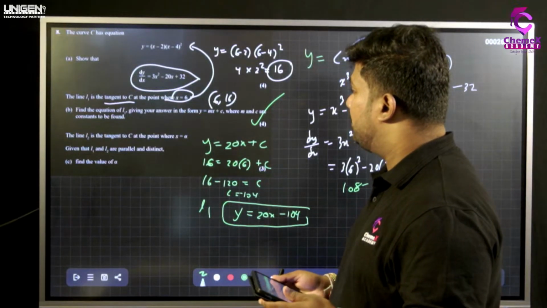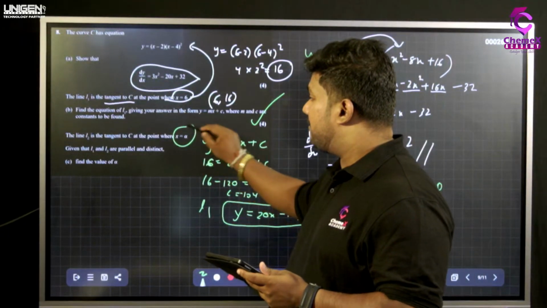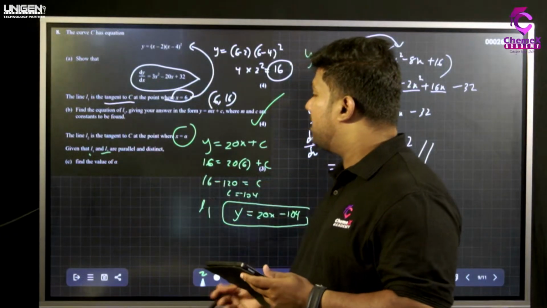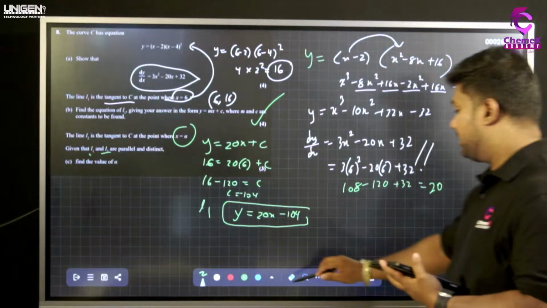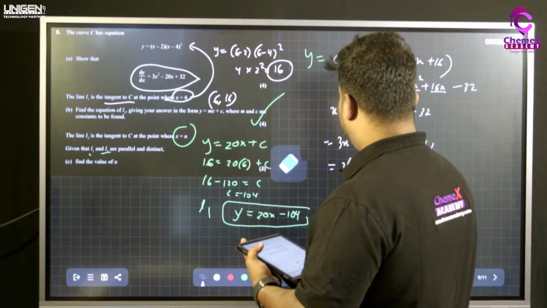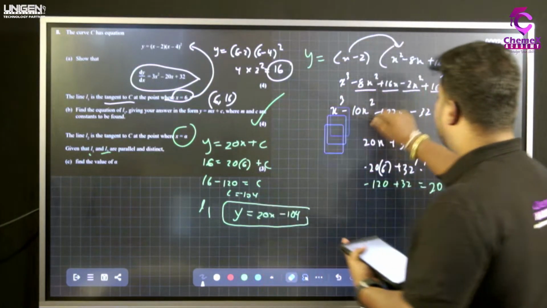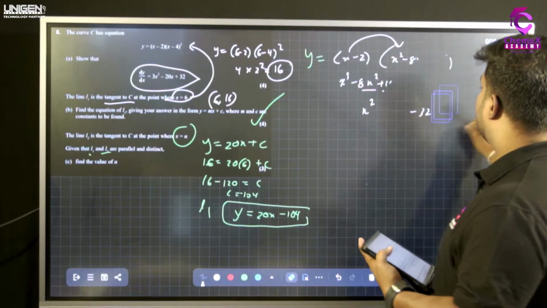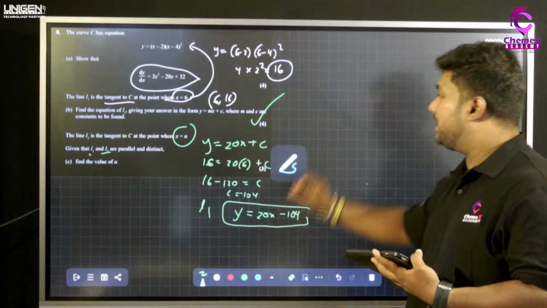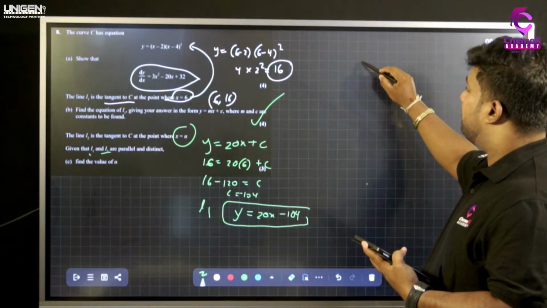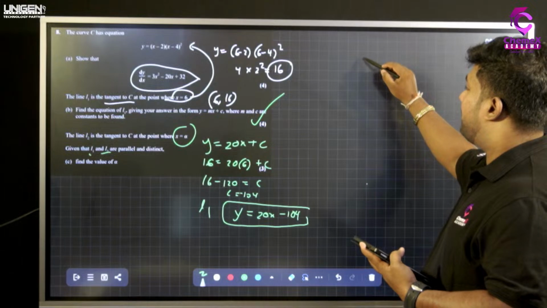Next, the line L2 is tangent to C at x equals alpha. L2 and L1 are parallel and are distinct. So they are parallel and distinct. Parallel means they have the same gradients, right? So you have dy over dx. You know L1's gradient. What is L1's gradient? L1's gradient is 20. So what will L2's gradient be? Same. Since they are parallel, same gradients.